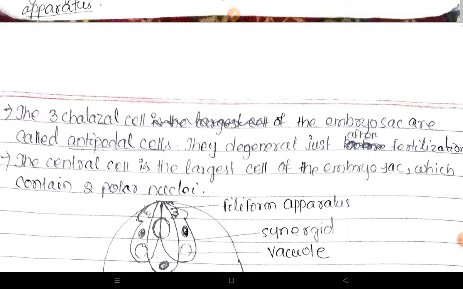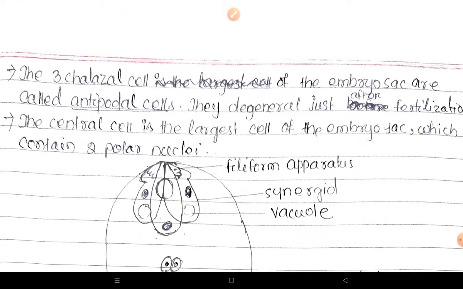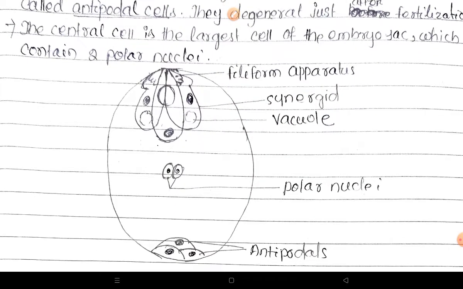which contains 2 polar nuclei, and by using the two polar nuclei, a single central cell is produced at the center of the embryo sac. Okay, this is all about our topic.